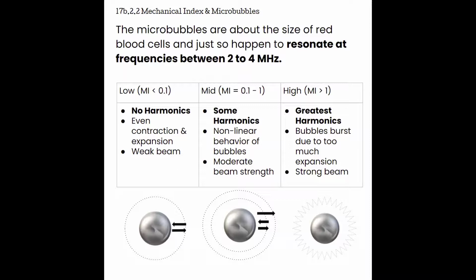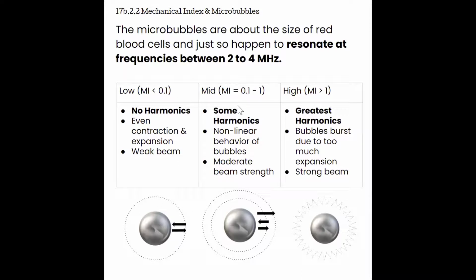We do still want to evaluate our mechanical index in relationship to those frequencies that we're using. If we are using too low of a mechanical index, under that 0.1 range, we are not going to see many harmonics being created. That is because as the sound beam interacts with the microbubble, we're going to get a really even in and out, a predictable linear expansion and contraction of the bubble, therefore not really creating any harmonics. What we end up seeing more with this is just a backscatter in our image due to the weak beam.